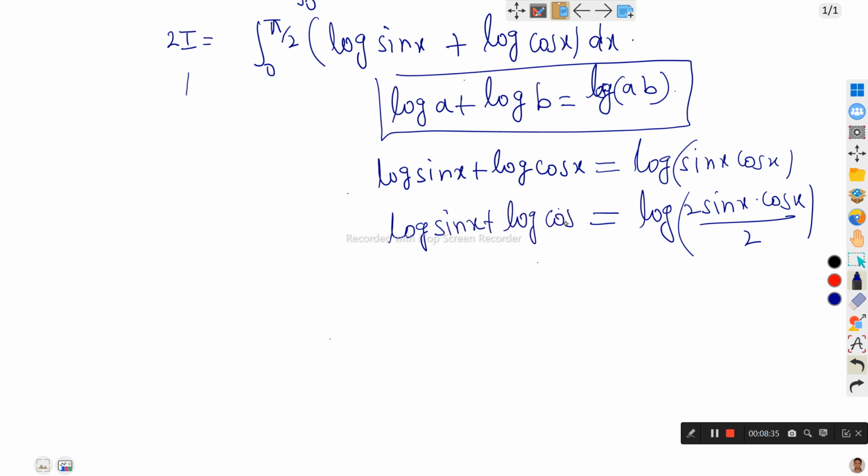Again, this becomes log sin 2x upon 2. We know that 2 sin theta into cos theta equals sin 2 theta, so we have used this.